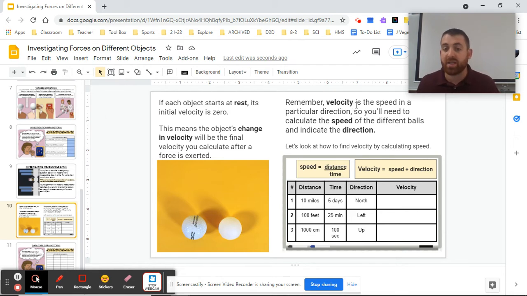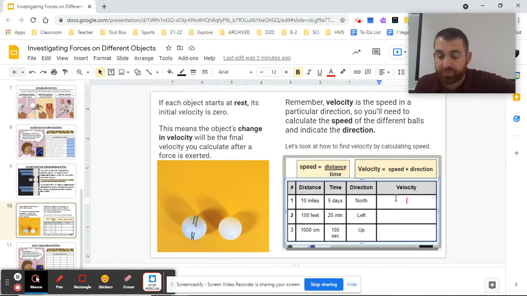So velocity is the speed in a particular direction. So we need to calculate the speed of our different balls, whether it's the golf ball or ping pong ball, and indicate the direction to measure and calculate its velocity. So let's go ahead and look at some practice questions on how we calculate its speed and find its velocity. So we have three random objects that are moving a specific distance in a specific amount of time in a specific direction, and we're going to calculate its velocity.